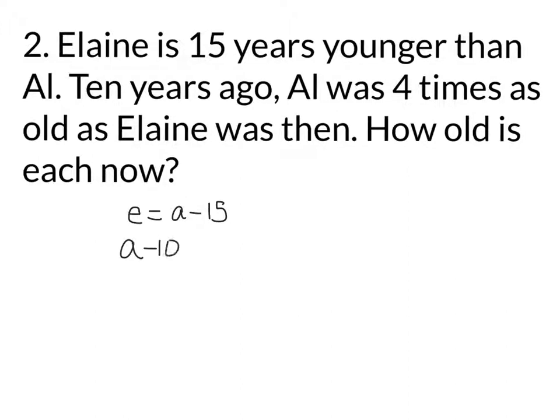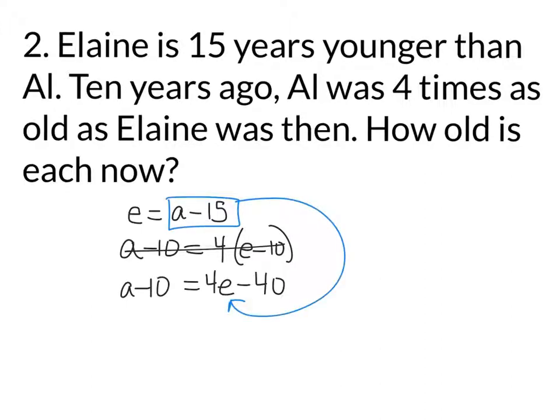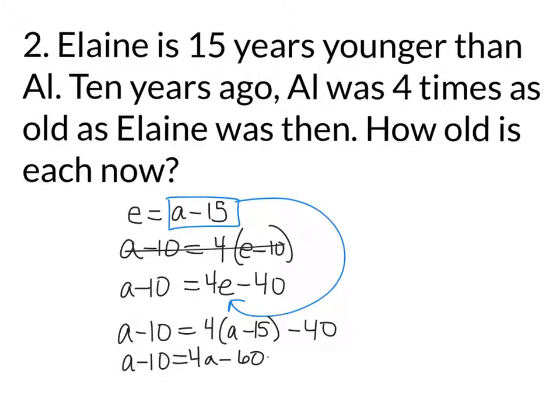Now it says 10 years ago, Al, so 10 years ago, Al would be represented by A minus 10, equals 4 times as old as Elaine was then. So Elaine was E minus 10. And now we solve this. So I'm going to simplify: A minus 10 equals 4E minus 40. So that's that equation. I'm going to take this, plug it in for Elaine. A minus 10 equals 4 multiplied by A minus 15, minus 40. And again, you could use elimination in solving this. That is completely fine. But for me, substitution was easier.